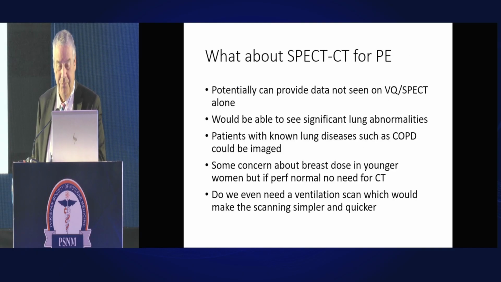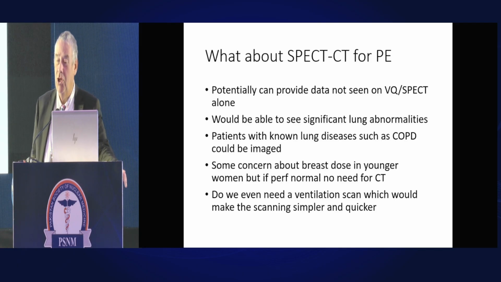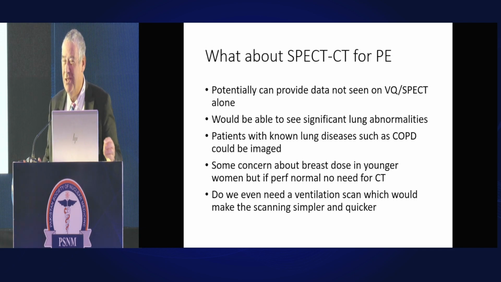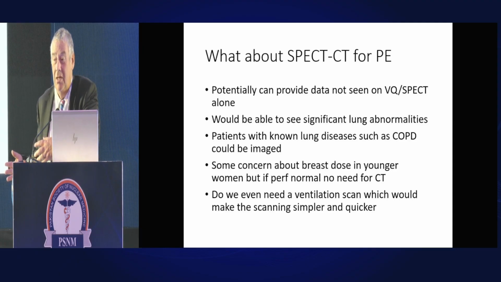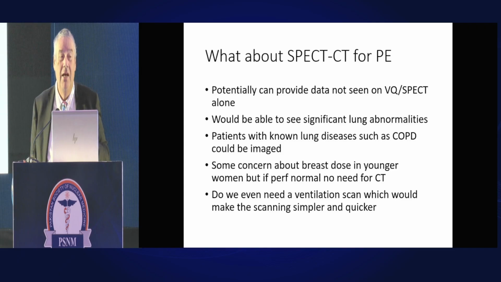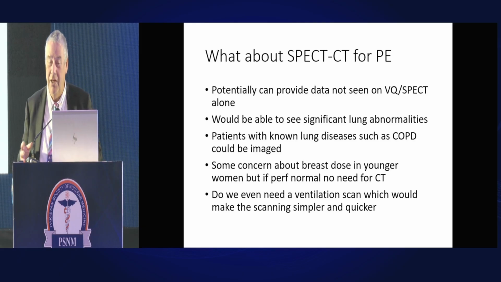So what about SPECT-CT for pulmonary embolism? Well, of course, we can potentially provide data not seen on the VQ lung scan. Particularly, we can look at lung abnormalities. Patients with lung disease, such as COPD, we would tend to try and avoid doing VQ lung scans on, but maybe we can do those patients, because we can see underlying abnormalities, so we don't have to produce a report that says there are multiple defects in ventilation or perfusion. This may be due to pulmonary embolism, but could be due to underlying COPD. If we know where the COPD is causing problems, then we wouldn't have to do that kind of report.